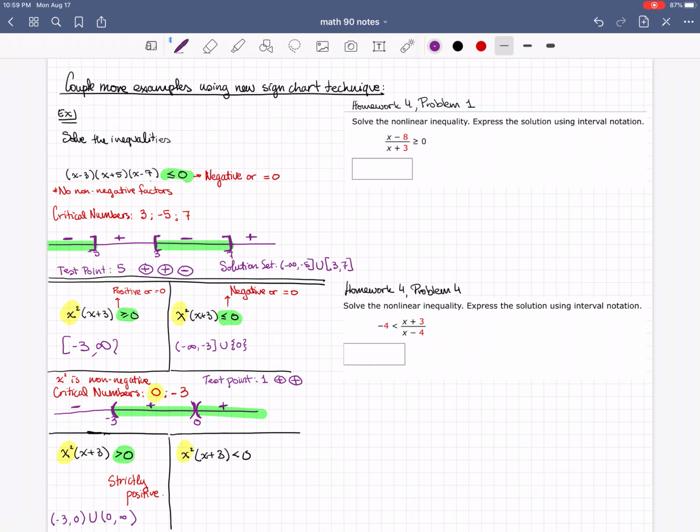Okay, good. For our last example, same sign chart, reading it differently. We want to know, where is x squared times x plus 3 strictly less than 0? While I'm rewriting the sign chart one more time, see if you can quickly jot down the solution to this inequality. We want strictly less than 0, so that's strictly negative.